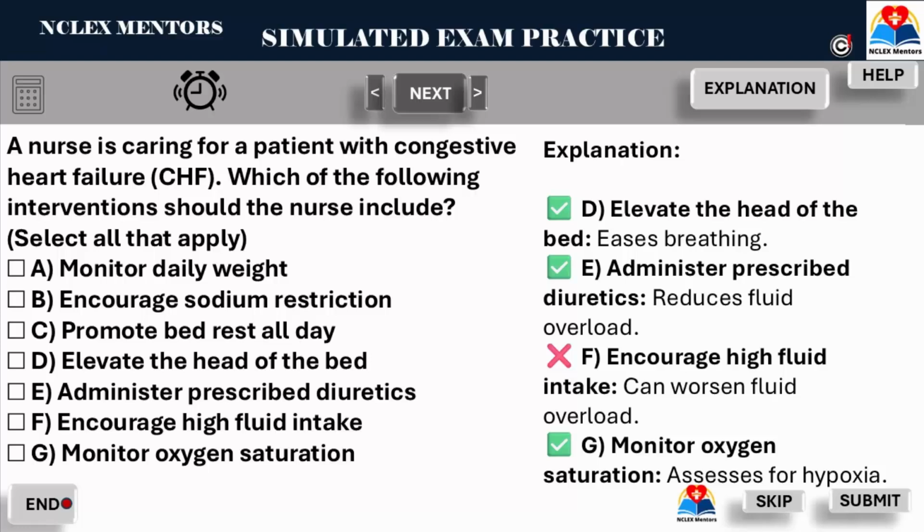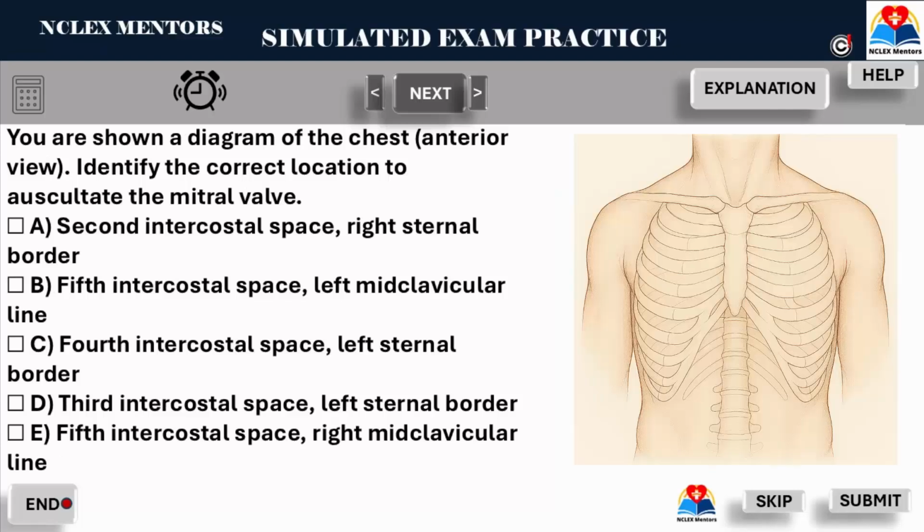D. Elevate the head of the bed. Correct. Helps reduce shortness of breath. E. Administer prescribed diuretics. Correct. Removes excess fluid. F. Encourage high fluid intake. Incorrect. Fluids are often restricted to prevent overload. G. Monitor oxygen saturation. Correct. Hypoxia may occur with worsening CHF. Let's move on to screen 3.